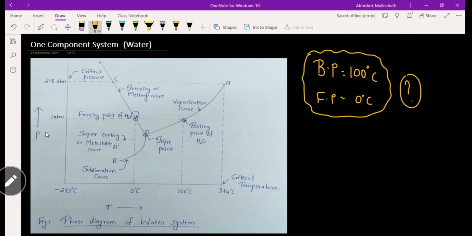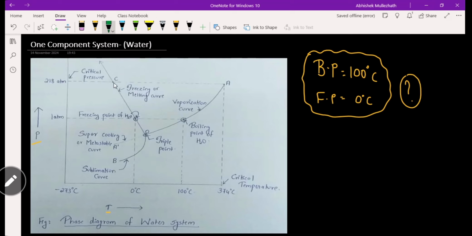We have plotted a graph of pressure versus temperature. Pressure is on the y-axis and temperature is on the x-axis, and you can see three different areas which are being separated by three different curves. Curve OC, curve OA and curve OB. Okay, now let us study the areas first.